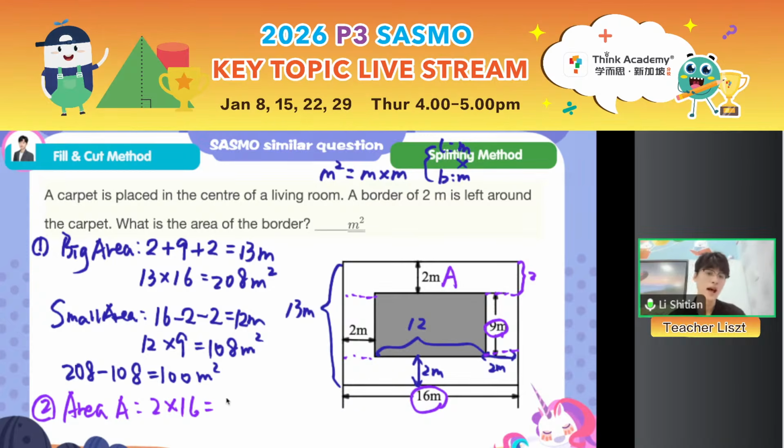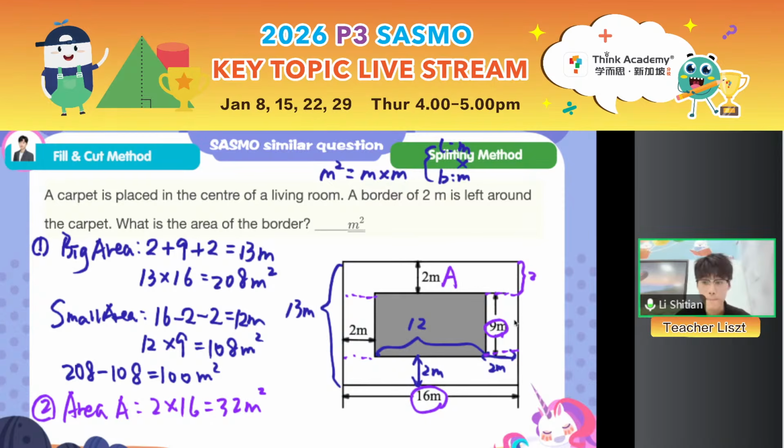So what is the answer for 2 times 16? 1,000, 1 million, 10 million? No, right? 32 meters, right? Why is it meter? Because we are finding the area, right? So the unit is meter square, right? Don't forget the square, guys. The unit for the area is meter square, okay?